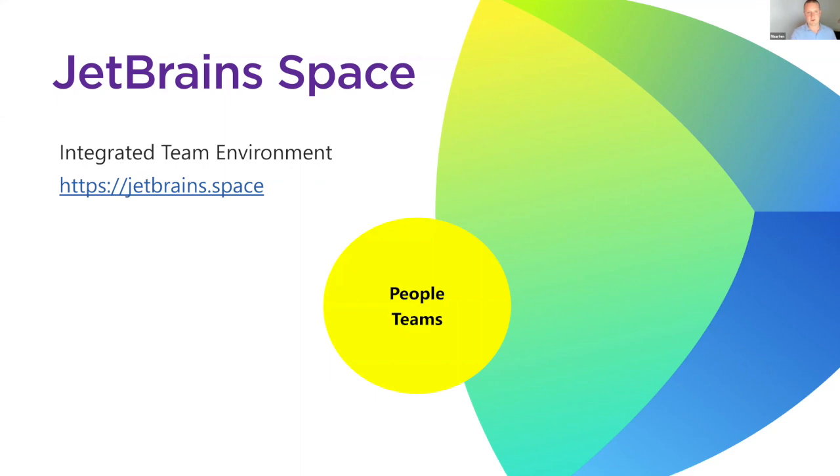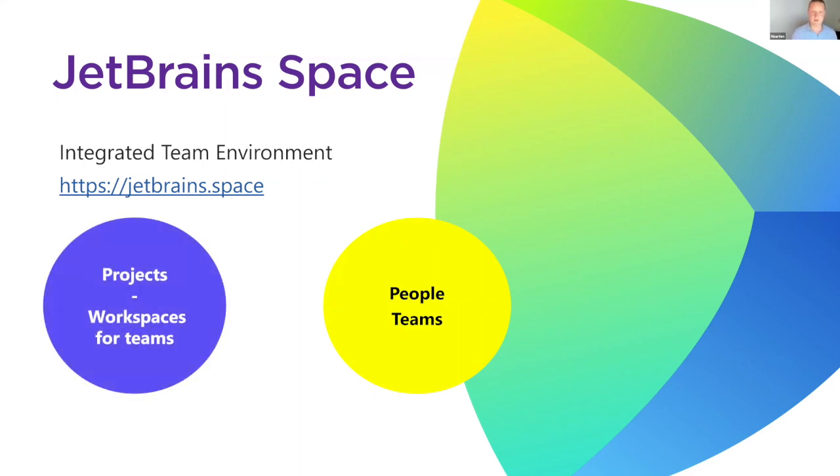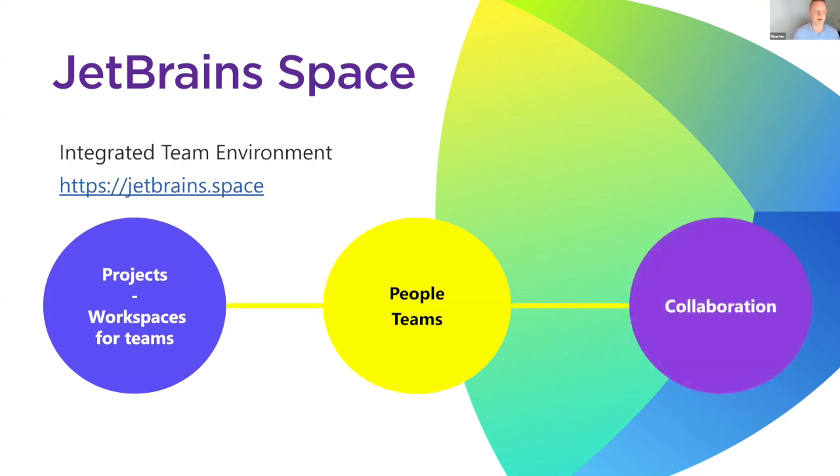Now, obviously, if you want to integrate people and teams in a tool, you also want to be able to work on projects. So in Space, you have projects that are workspaces for your team, where people and teams get together and have Git hosting, have a wiki to work on documents, have issue tracking, checklists, you name it, it's there. Essentially trying to make it possible for people and teams to collaborate with one another. So that's the idea of an integrated team environment.